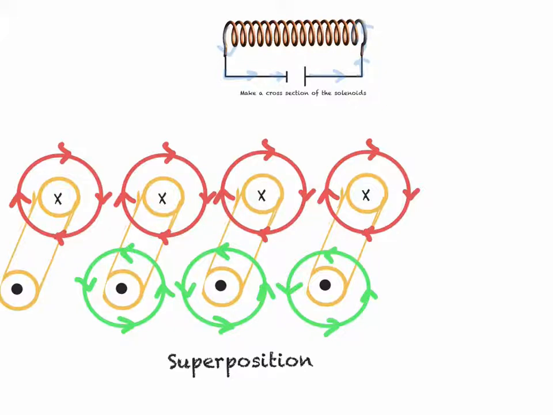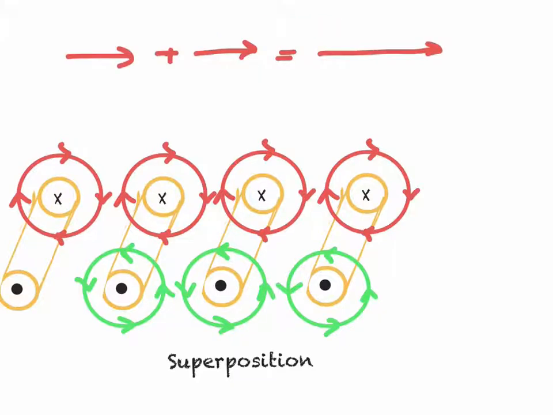Wherever these waves, or directions of the magnetic field from the vector sense, overlap in the same direction, they will create a stronger magnetic field. And wherever they overlap in the opposite direction, or the vectors point in opposite directions, they will cancel out or create a weaker magnetic field.